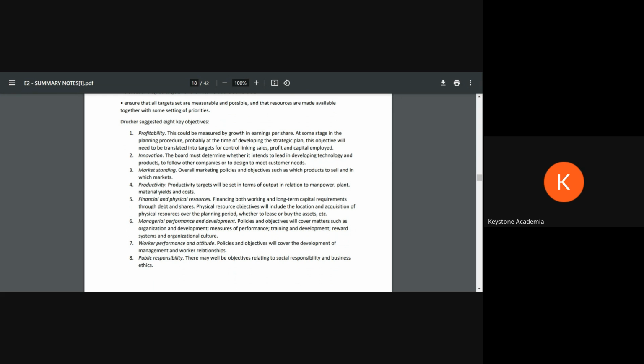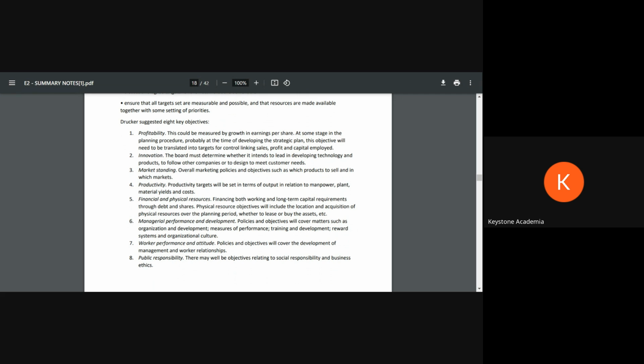So to put it simply, Drucker basically suggested to focus on these eight areas when a company is setting an objective. Profitability: are we making money? Innovation: are we using the latest tools? Market standing: how do we compare to the others? Productivity: how efficient are we being in the market? Resources: do we have enough resources, both financially and physically? Manager performance means how well our leaders are leading. Worker performance is how skilled and motivated our employees are. Public responsibility is, are we following the laws and being a good citizen? That's what he means by this.